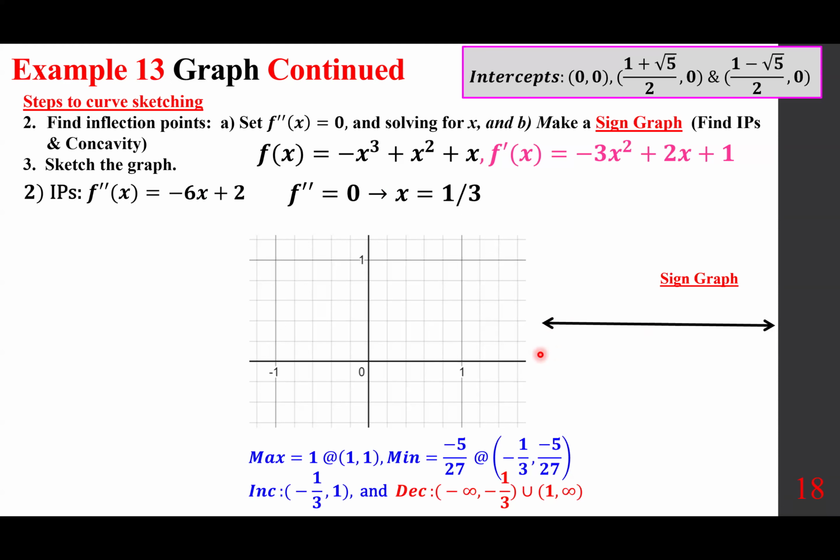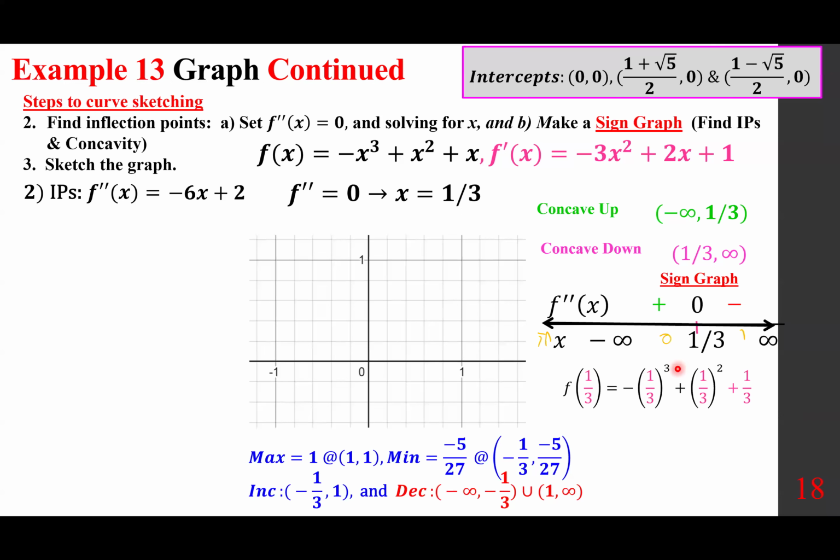So that means the function is concave up here from -infinity to 1/3, and concave down here because we have a negative from 1/3 to infinity. That's the meaning of it. And 1/3 is the location of an inflection point. And if you want to find the inflection point, you have to go back to the original function and plug in 1/3. So we're going to say f of 1/3, that means negative 1/3 cubed plus 1/3 squared plus 1/3.